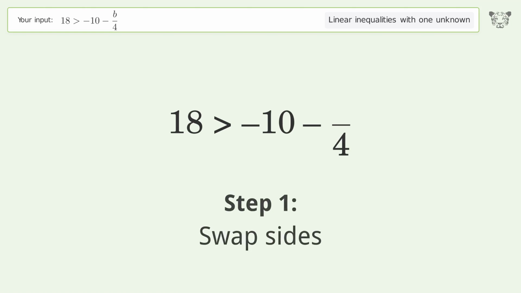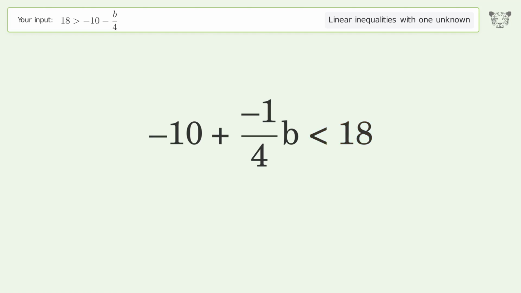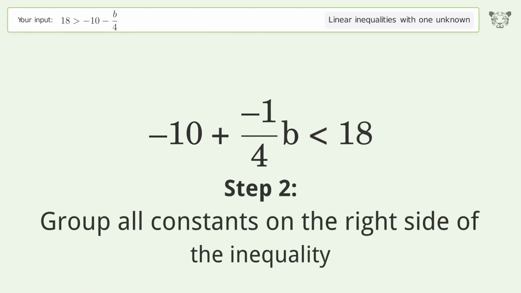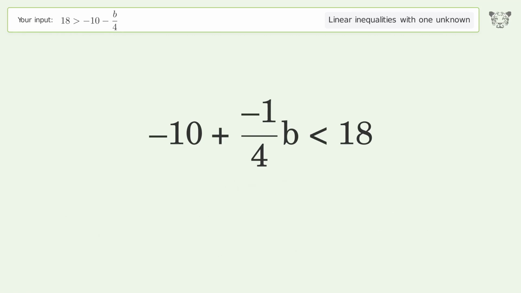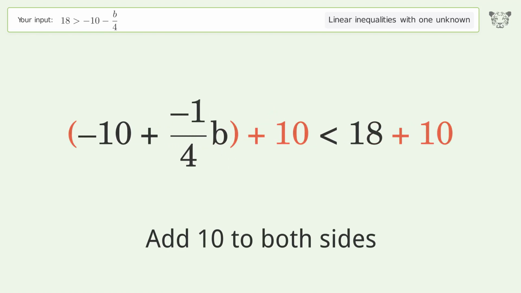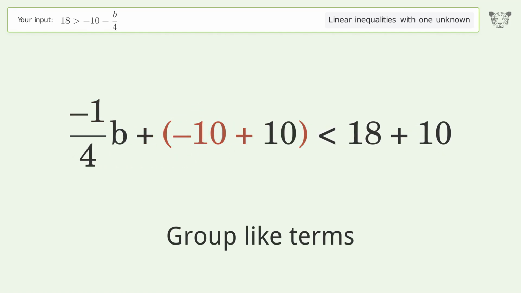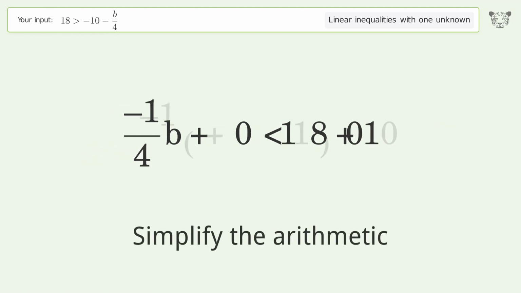Swap sides. Group all constants on the right side of the inequality. Add 10 to both sides. Group like terms. Simplify the arithmetic.